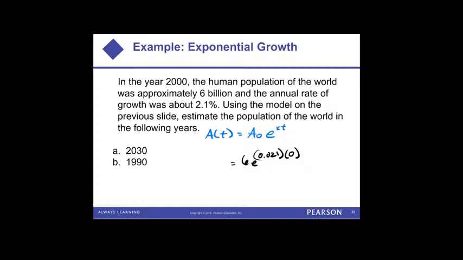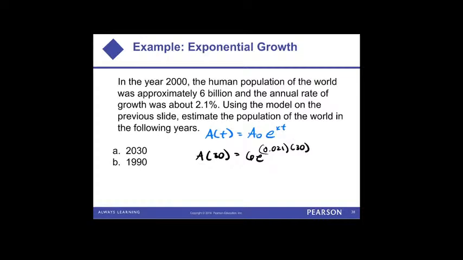Okay. So for part A, we want the year 2030. So we're saying it's 30 years later, so we want to find A of 30. The starting amount: we're still going to let the year 2000 be time t equals 0, which is the starting amount. So the population at that time was 6 billion people. The rate of growth that we're using is 0.021. And again, the time is 30 years. So that's all the information that we need.